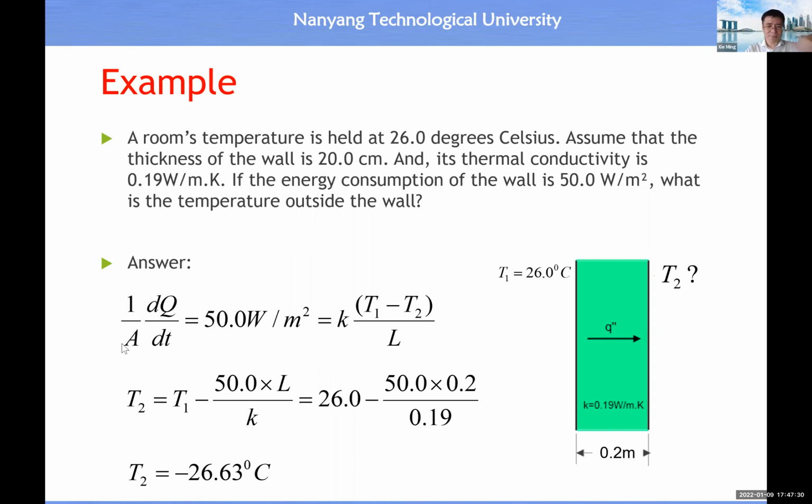So now we shift A to the left-hand side, then we have this equality. And this energy consumption is given to us, 50 watt per meter square. So this value corresponds to this expression. From this equality, both sides times L, both sides divided by K. Then we can shift T2 toward the left-hand side, and the left-hand side turns to the right-hand side. Then we have this expression, T2 equal to T1 minus 50 times L divided by K. So you put in the value, then we should be able to get this answer. Outside should be negative 26.63 degrees Celsius, right?